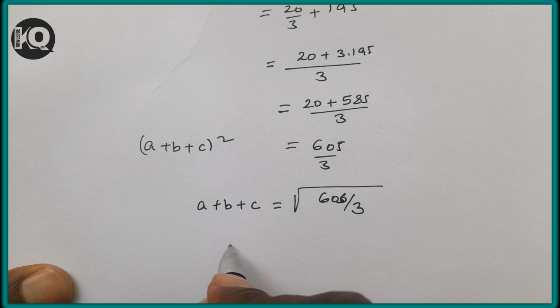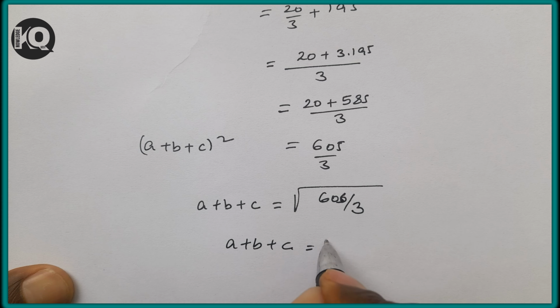So our final value of a plus b plus c is the square root of 605 divided by 3.